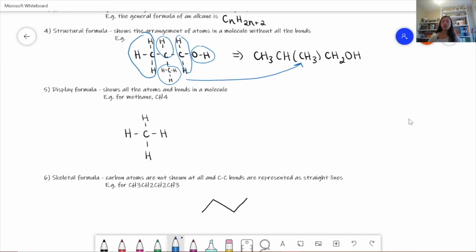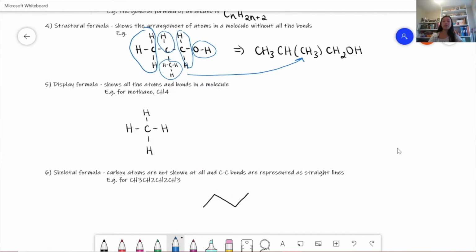And in the skeletal formula, we don't show carbon atoms. And so the carbon-carbon bonds are represented as straight lines. So for this example, we have CH3, CH2, CH2, CH3. How we do it is that every single place where the pen changes direction or stops is a carbon. So we assume there's a carbon here, and a carbon here, and a carbon here, and a carbon here. And so these are all carbon-carbon bonds. If I draw out this CH3, CH2, CH2, CH3, it'll become a bit more clear.